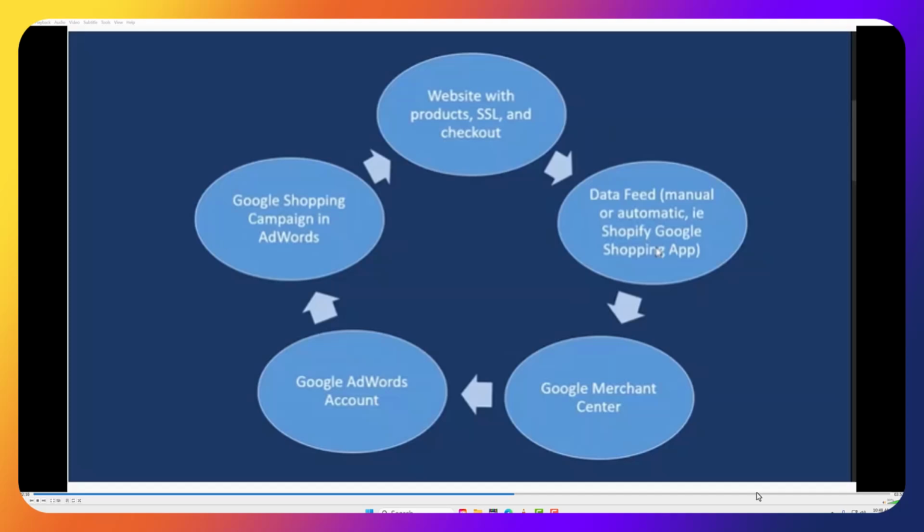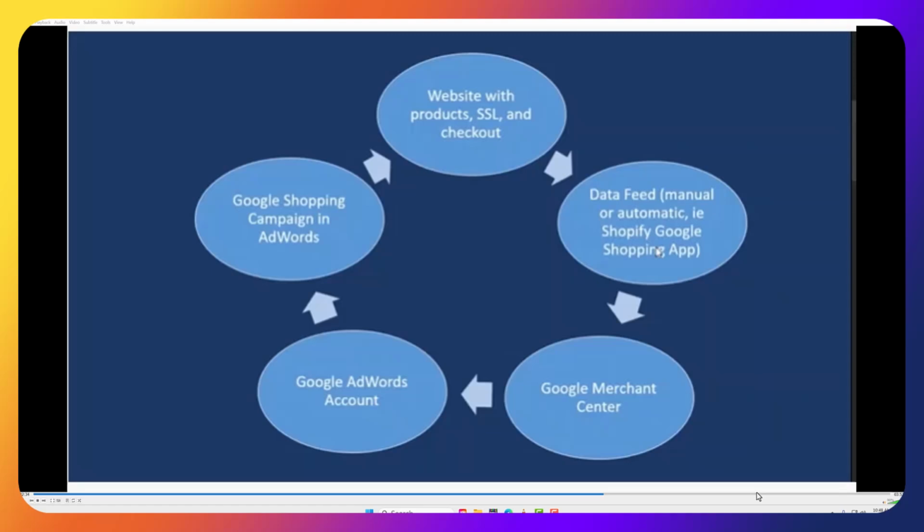Now, once we have that data feed, in our case, again, we're going to be using the Shopify app, so it's going to automatically sync to Merch Center. But once you have that data feed, it goes into Google Merch Center. Google Merch Center is sort of the platform that bridges your data feed to Google AdWords. So it's pretty simple. I'll go over that in detail.